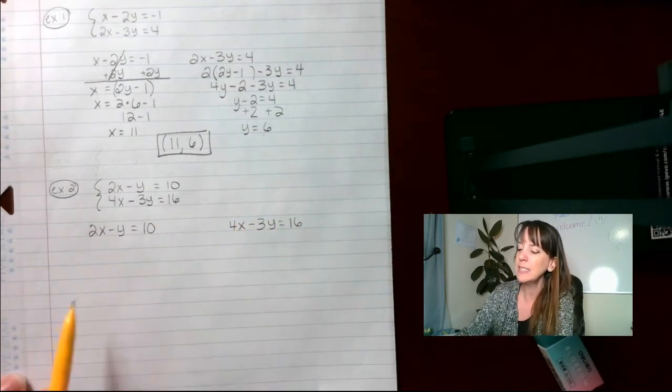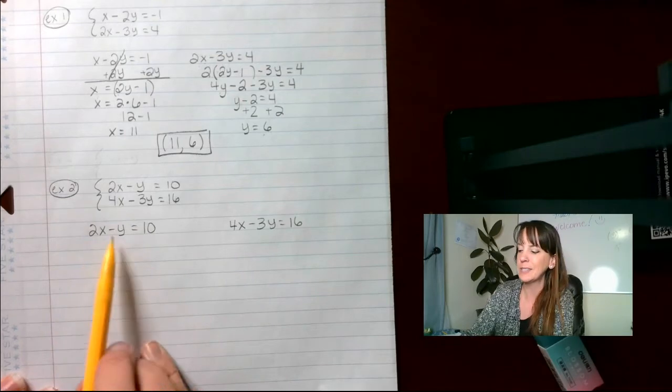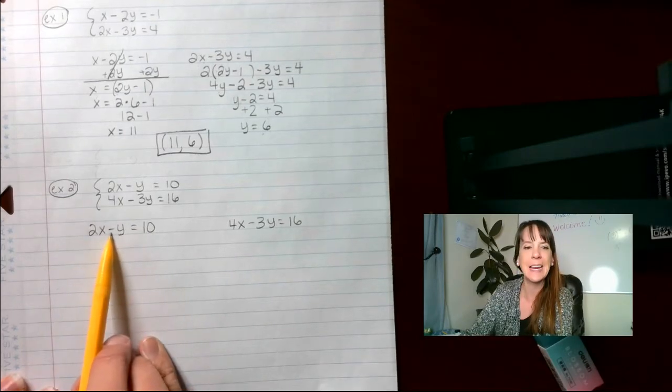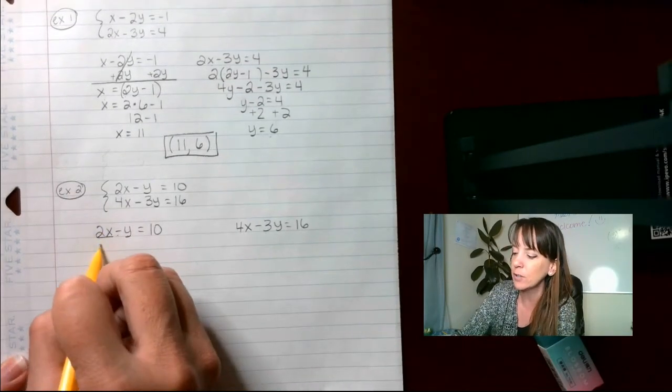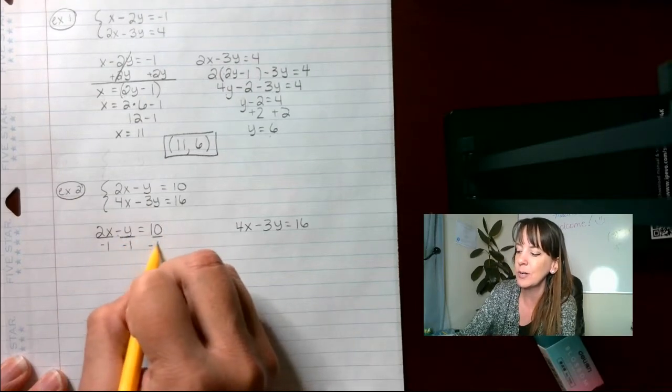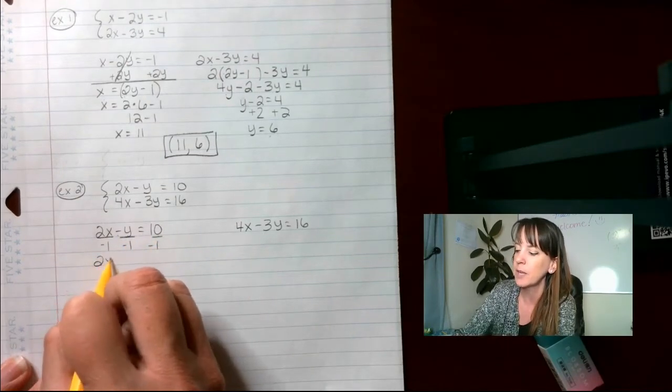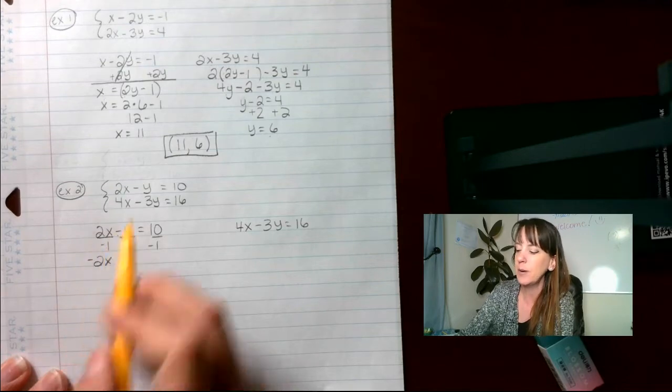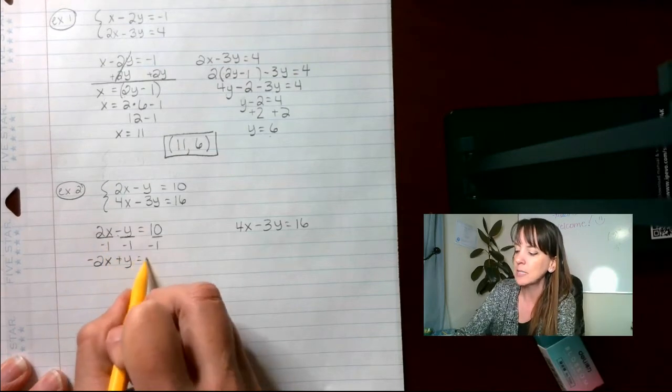Okay, so in this case, the only variable I can see all by itself is this guy right here. But you notice it's a negative. I don't want that, so I'm going to multiply or divide everything by -1. Straight off the bat, I'm just going to do that because it's annoying me. That gives me -2x plus y equals -10.